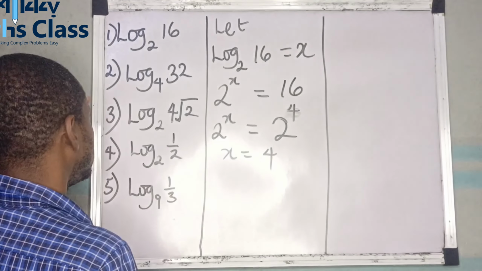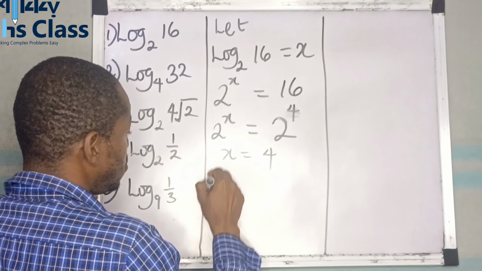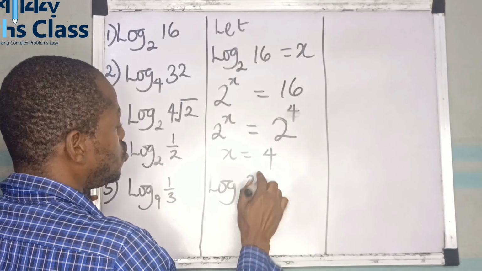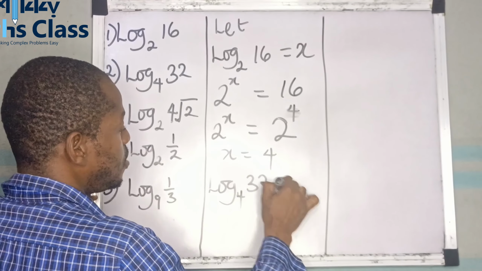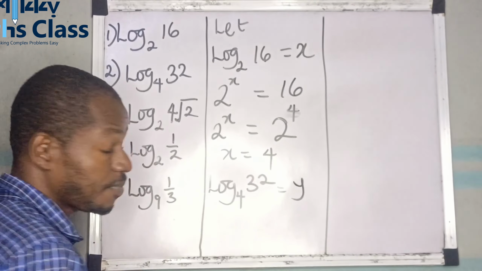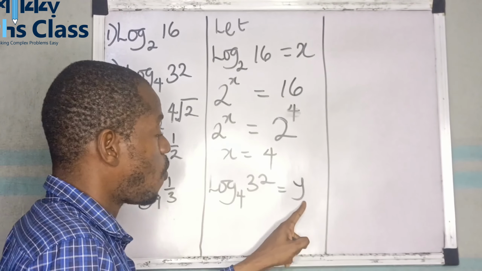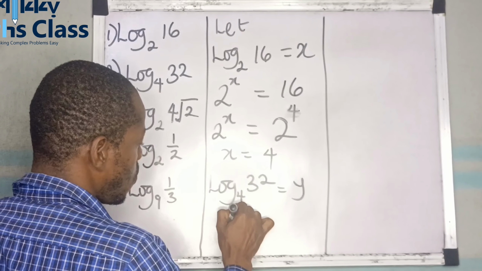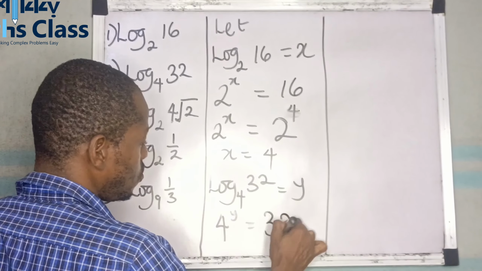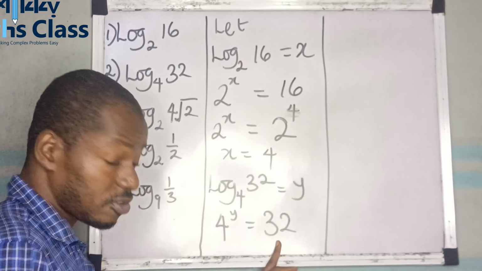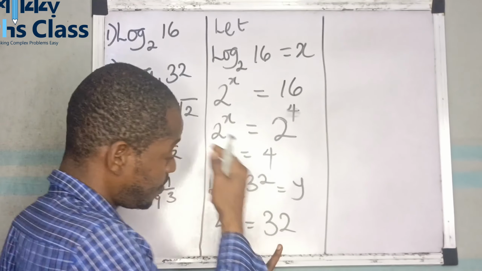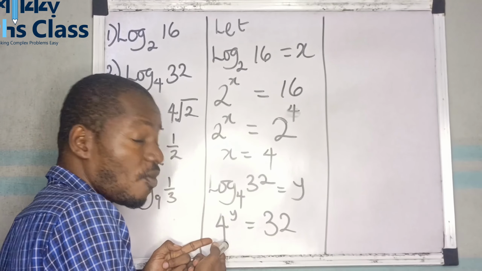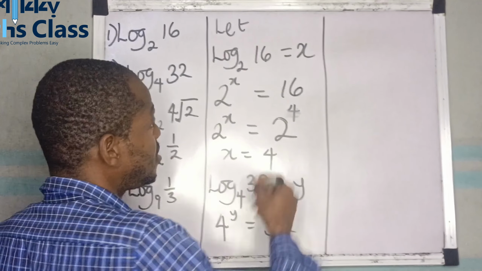The second one, we'll do it like that too. Logarithm of 32 base 4 equals, let's call it y. That means 4 to the power of y will give us 32. So 4 to the power of y equals 32. Now this is 4, this is 32. There's no obvious power of 4 that gives me 32. So what I will do, I know that 4 can be written as 2 to the power of 2, so we write it like that.